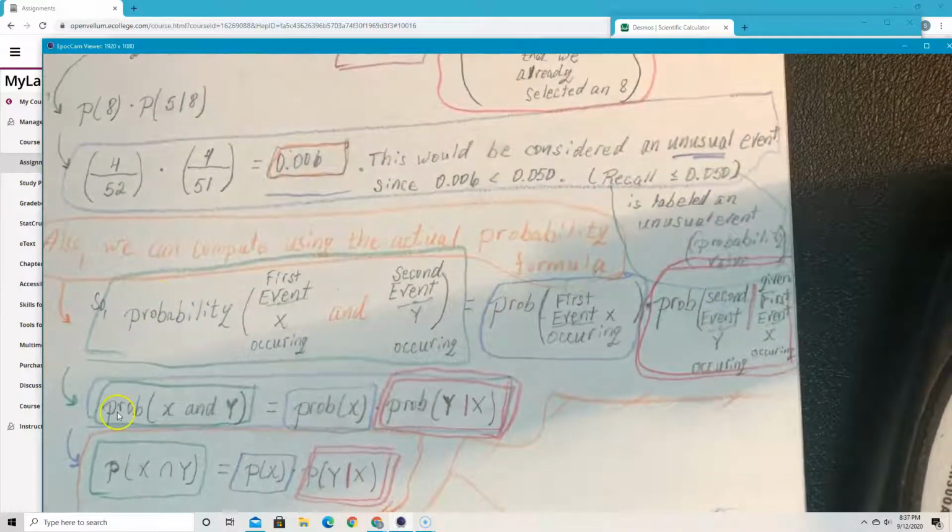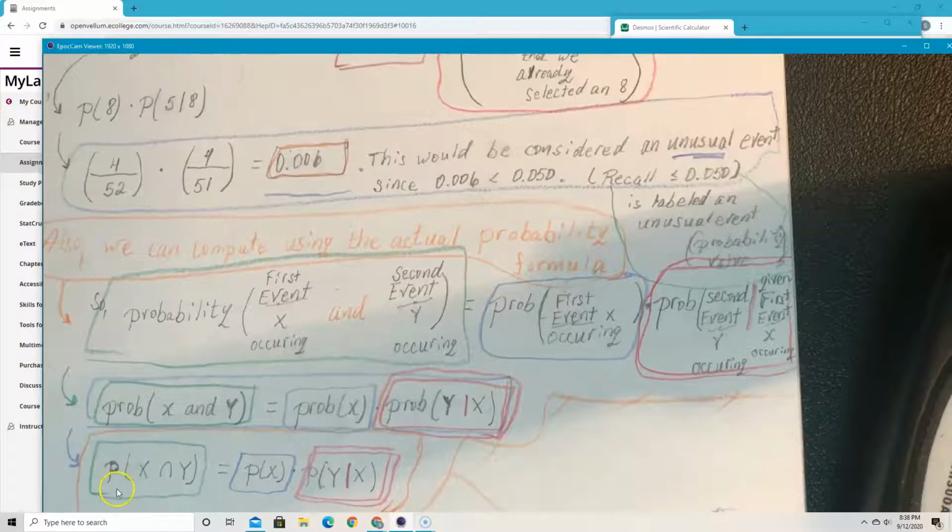To write that a little bit shorter, instead of probability of first event X occurring and so forth, you could say the probability of X and Y equals the probability of the first event, X, times the probability of the second one, Y, given that X has occurred.